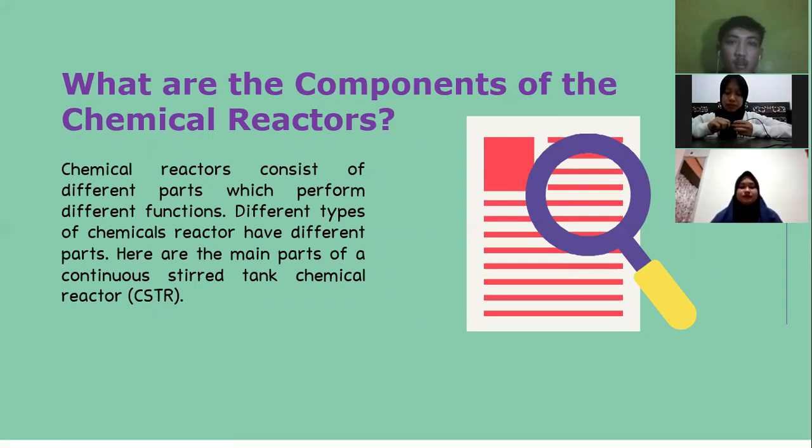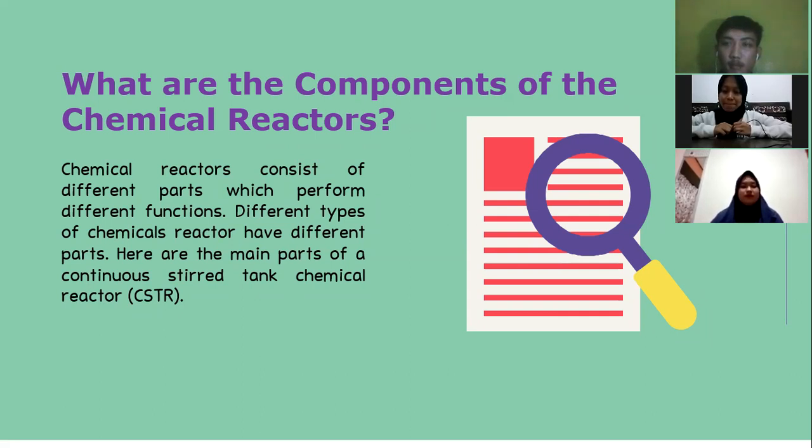Next, what are the components of the chemical reactor? A chemical reactor consists of different parts which perform different functions. Different types of chemical reactor have different parts. Here are the main parts of a continuous stirred tank chemical reactor, or CSTR.